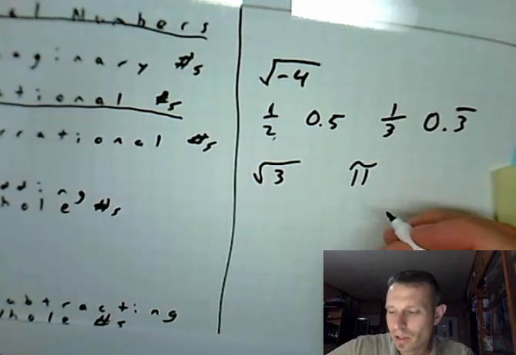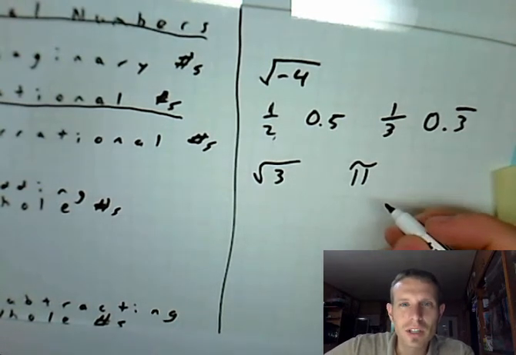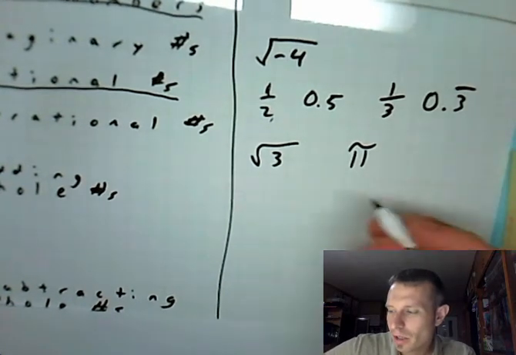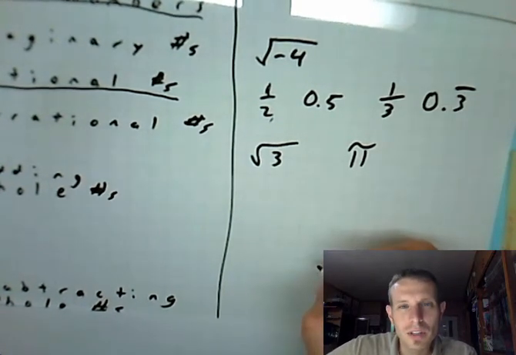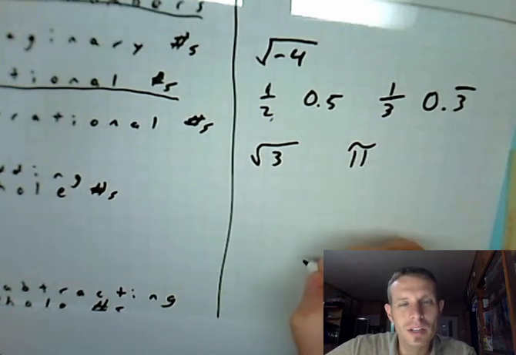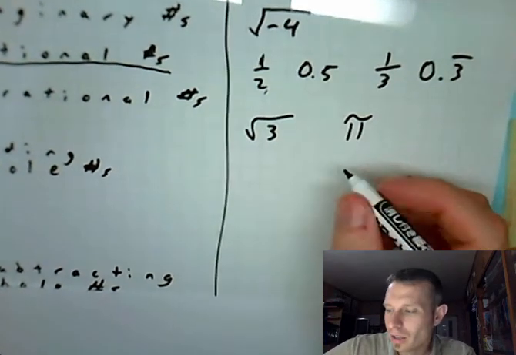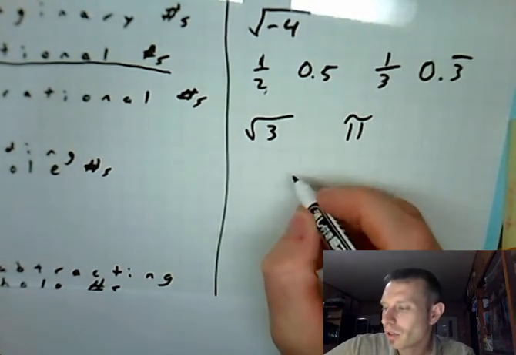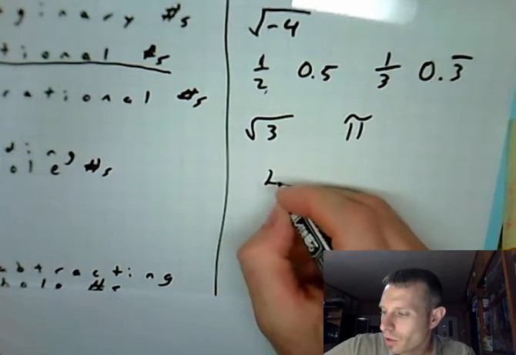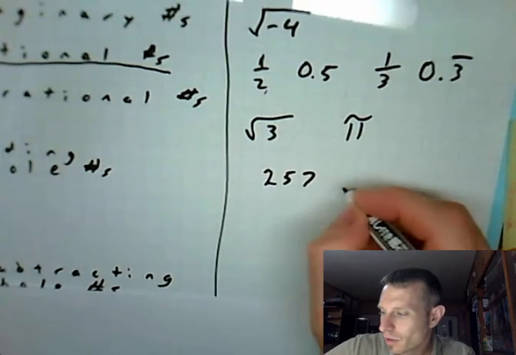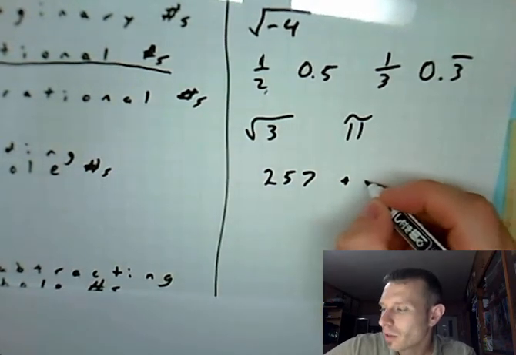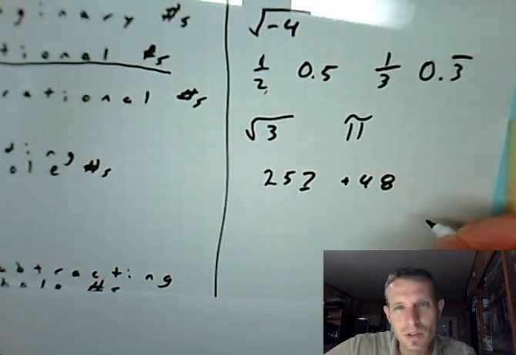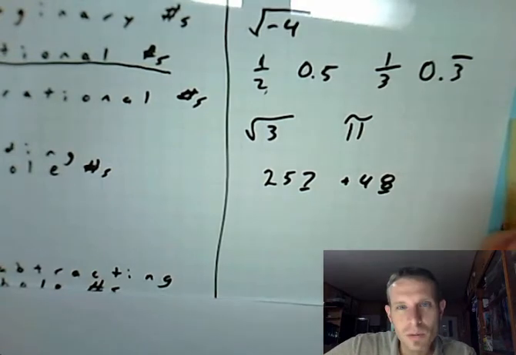Now let's talk about adding whole numbers. I know this is kind of review for some of you, but to add whole numbers, basically you want to line up all of the ones, the tens, and the hundreds. Let's do an example: 257 plus 48. We know that the 7 is in the ones spot and the 8 is in the ones spot.